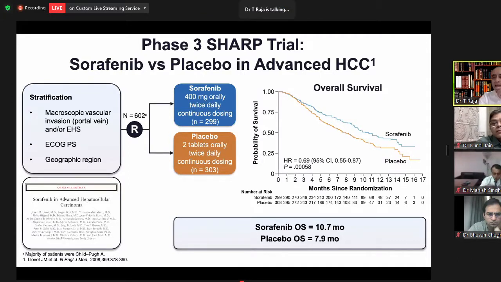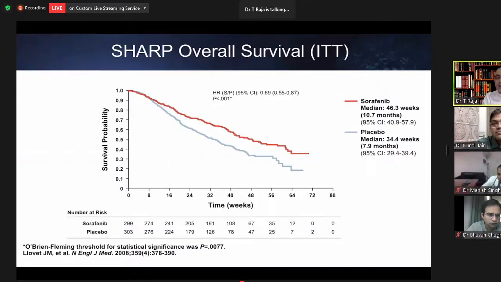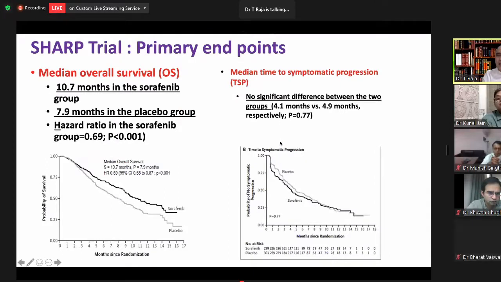Dr. Kunal Jain. The sorafenib data really convinced us that systemic therapy does work in hepatocellular carcinoma. And I am showing the overall survival from the SHARP trial. And I am also showing the primary endpoint and some of the secondary endpoints. And 10.7 months versus 7.9 months.